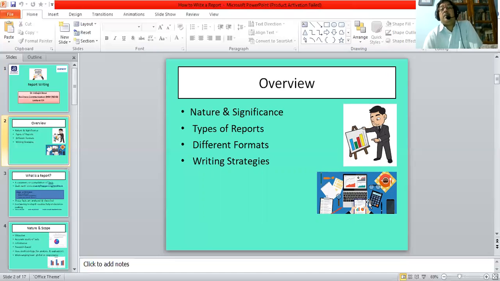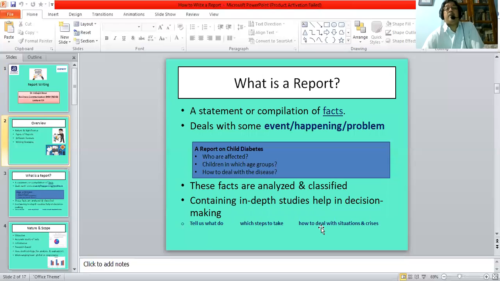But professional reports written in the workplace, whether that workplace is a hospital or not, are usually meant for a specialized reader, so they are a bit different. Let us discuss, in general, the significance and the features of reports first, before we say anything more about them. Now, basically, what exactly is a report? It is, in fact, a statement or a compilation of facts of various kinds.